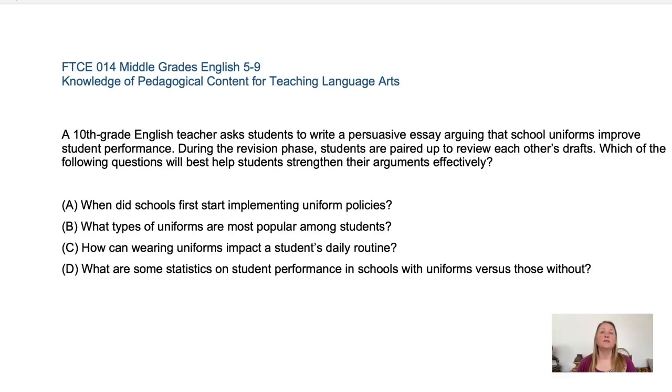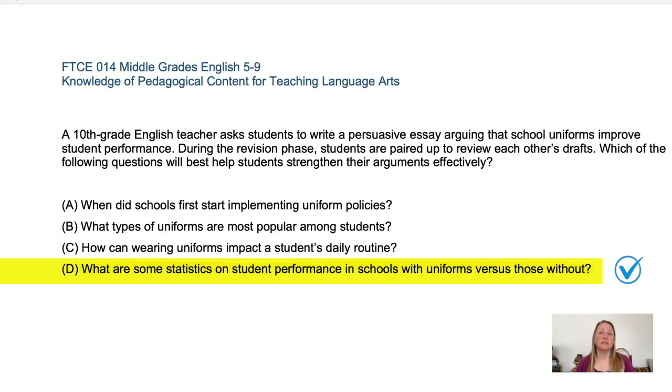A. When did schools first start implementing uniform policies is incorrect. This is just background information. B. What types of uniforms are most popular among students is incorrect. This focuses on style or preference, which doesn't support the argument about performance or learning outcomes. C. How can wearing uniforms impact a student's daily routine is incorrect. This is about habits or convenience, not direct evidence. The correct answer is D.